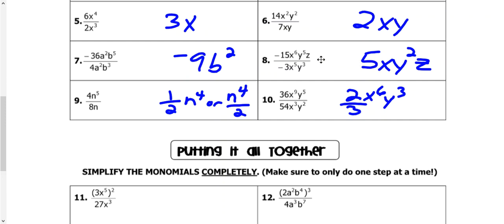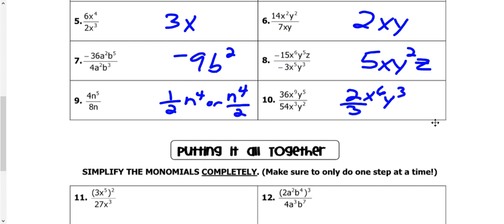Something to note about this one is that z just stays the same because there's no z in the denominator of this. 4 divided by 8, we can simplify that down to 1/2. And then n to the 5th divided by n to the 1st is n to the 4th. So we can say 1/2 n to the 4th power, or just leave it as n to the 4th divided by 2. So that kind of ends our lessons on monomials in terms of dividing them.